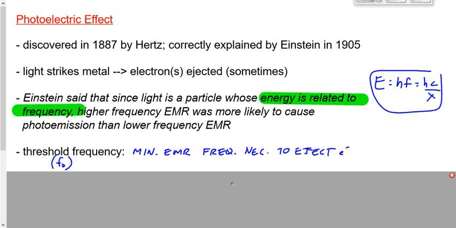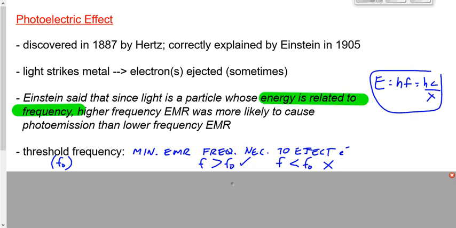In other words, if the frequency of EMR is above the threshold frequency, electrons are ejected. If the frequency of EMR is below the threshold frequency, electrons will not be ejected. Does that make sense? Why? Well, because frequency is related to energy. You need to be above a certain amount of energy. Therefore, you need to be above a certain frequency.